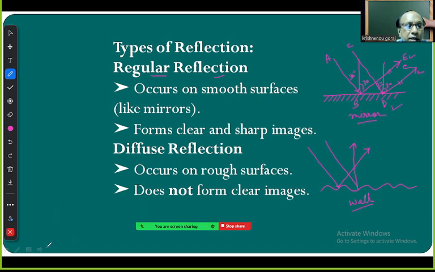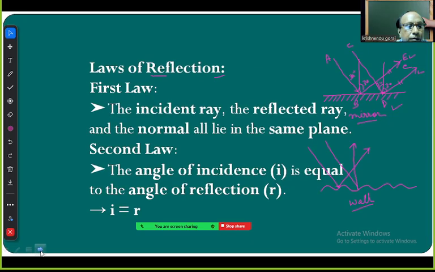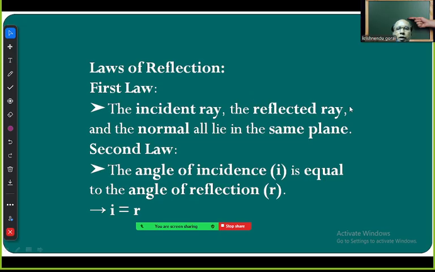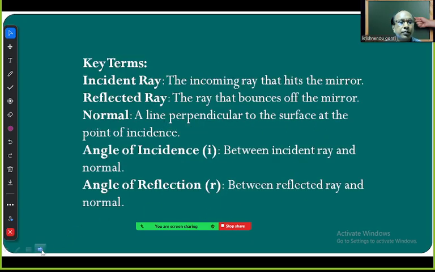Now we'll go to the next slide. Laws of reflection. I already told you the laws of reflection. The first law: the incident ray, the reflected ray, and the normal all lie in the same plane. And the second law: the angle of incidence is equal to the angle of reflection. And the next one is key terms. Incident ray is the incoming ray that hits the mirror. Reflected ray is the ray that bounces off the mirror. Normal is a line perpendicular to the surface at the point of incidence. Angle of incidence is between the incident ray and the normal, angle of reflection is between the reflected ray and the normal. I already explained all these things.